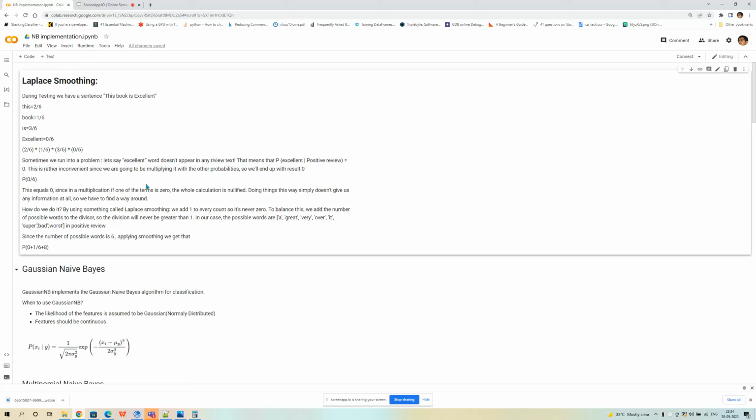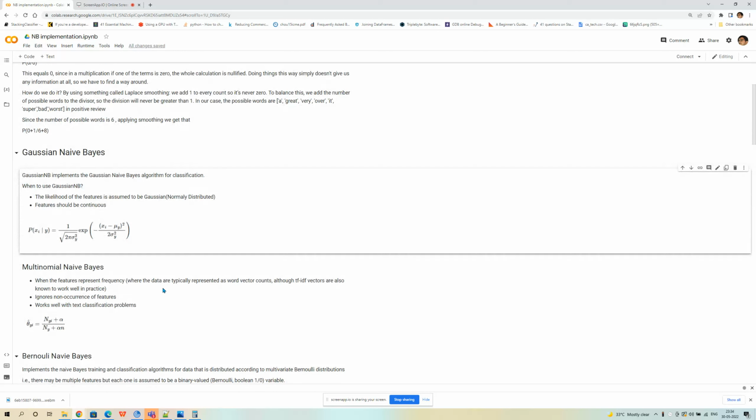Sometimes during testing you may see a word that did not occur in the training, so if you just go with the normal approach, everything will become zero. In order to overcome that problem, people came up with Laplace smoothing, so that you add 1 to the numerator, and since you are adding something in the numerator, you have to balance it out. So you add to the denominator the unique words in the whole corpus, in both positive reviews and negative reviews. That's why you are seeing 8 here. Let's say 8 is the total number of unique words in both positive and negative reviews. That's how Laplace smoothing is applied.